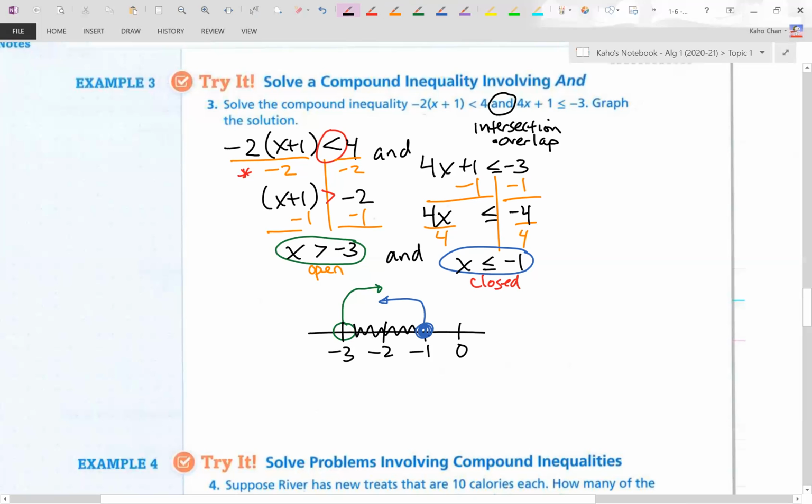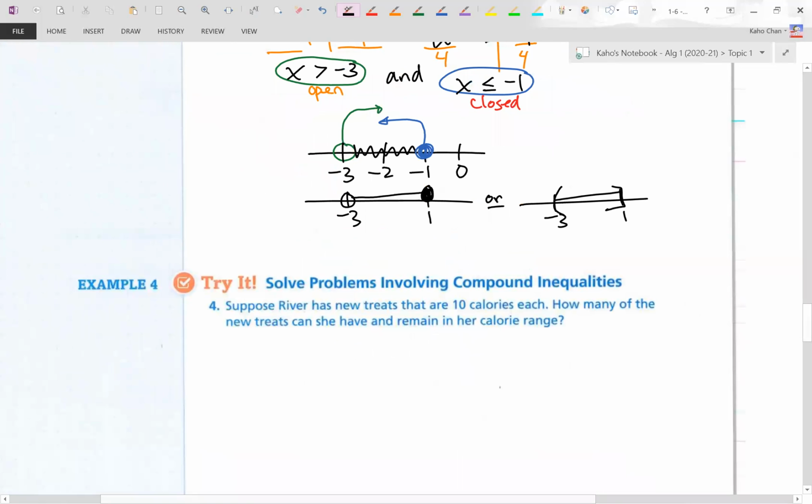In fact, I'm going to go ahead and write down the actual solution in addition to the graph just to show you it. This is between -3 and 1. And this could also be represented like this. Parentheses and bracket. Yay. We're going to skip example 4. Any questions about example 3?